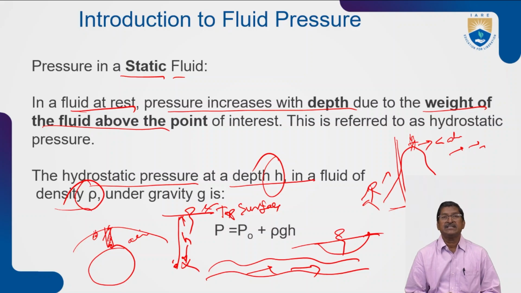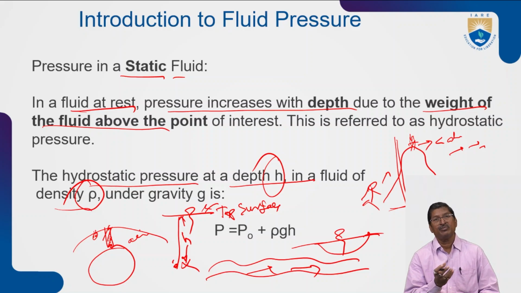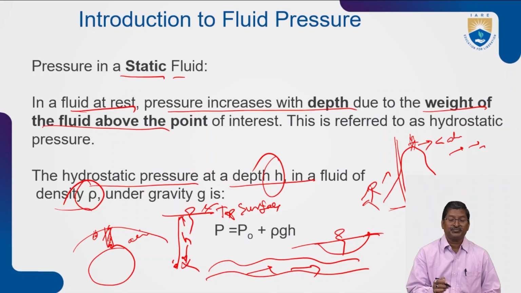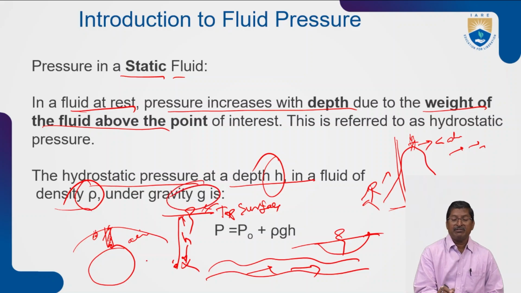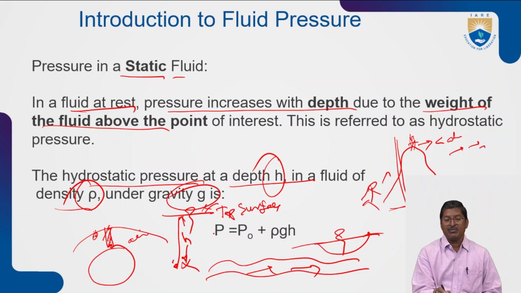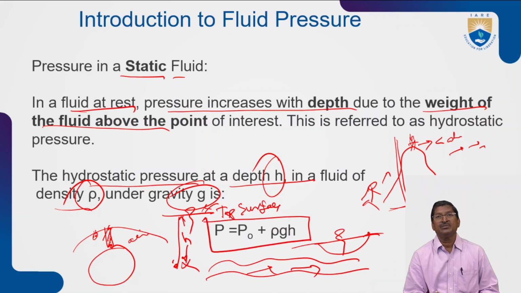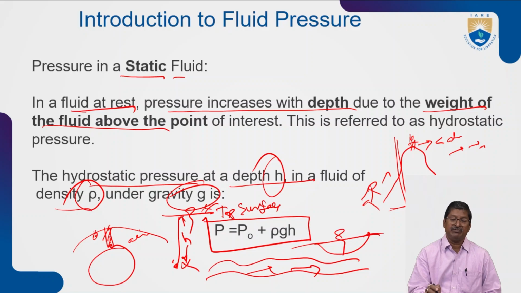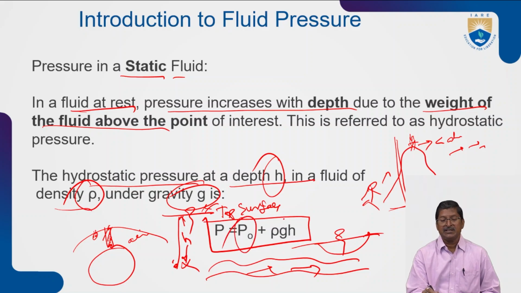Density means weight by volume. That means if you take 1 cubic meter of fluid, how much it weighs. 1 cubic meter of air, how much it weighs. 1 cubic meter of water, 1 cubic meter of mercury, how much it weighs. That is called density. And gravity is a small g. So the formula is: static pressure P is equal to P naught plus rho gh, where P naught is the atmospheric pressure, rho is the density of the fluid, g is the acceleration due to gravity, and h is the height of the fluid or depth of the particular point below the fluid surface.